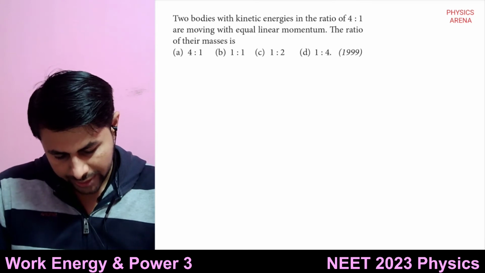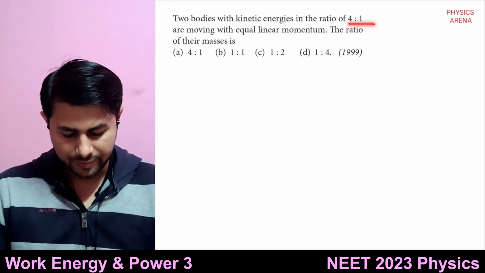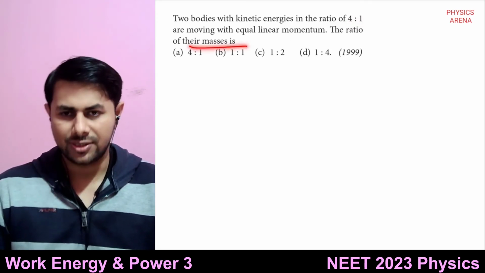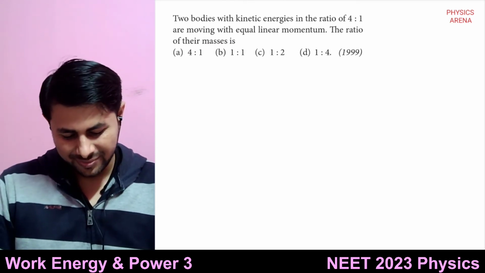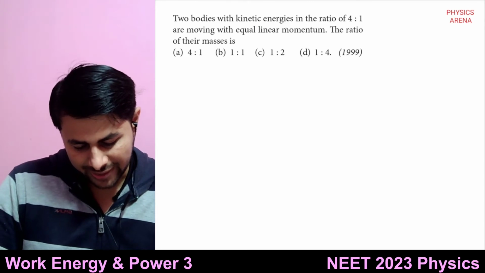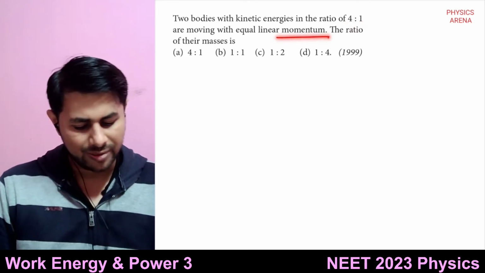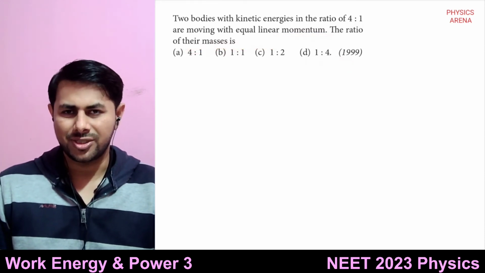Two bodies with kinetic energies in the ratio 4 is to 1 are moving with equal linear momentum. The ratio of their masses is, see how many questions have been asked based upon this. The ratio of their masses is 1 is to 4. Very good, Sanjay.